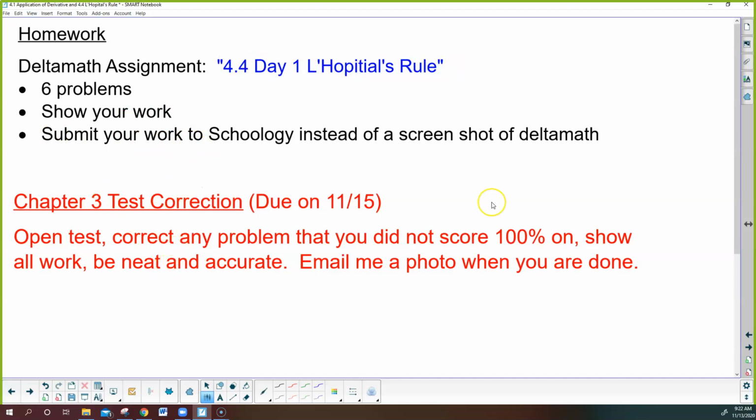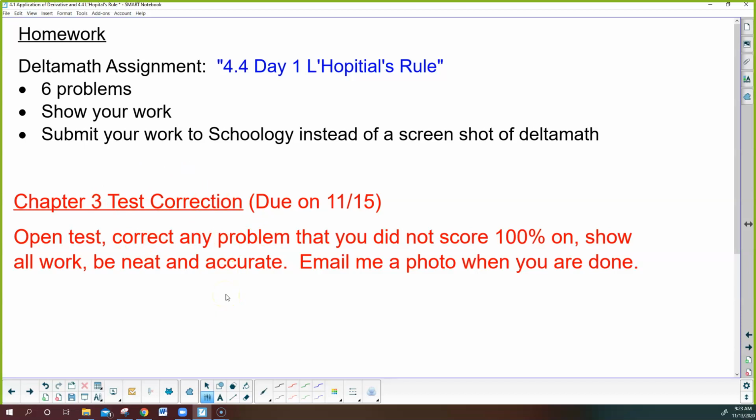Last thing is the Chapter 3 test. So you are able to view the Chapter 3 test now. So you can open that test up. You can see which problems you got right or wrong. If you want to correct any problem that you did not get 100% on, show your work on a separate sheet of paper, be neat, accurate, and then email me a photo. And if you do that, I will boost that score up to a 75%.